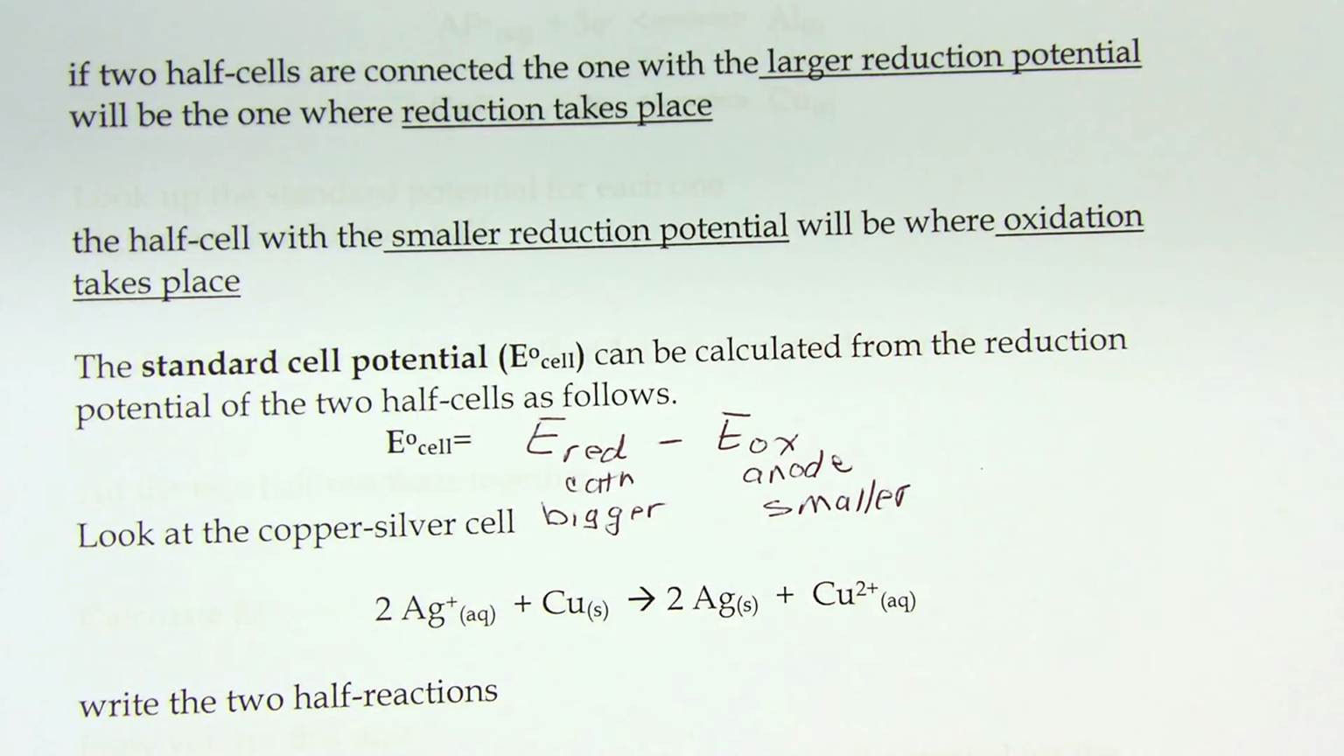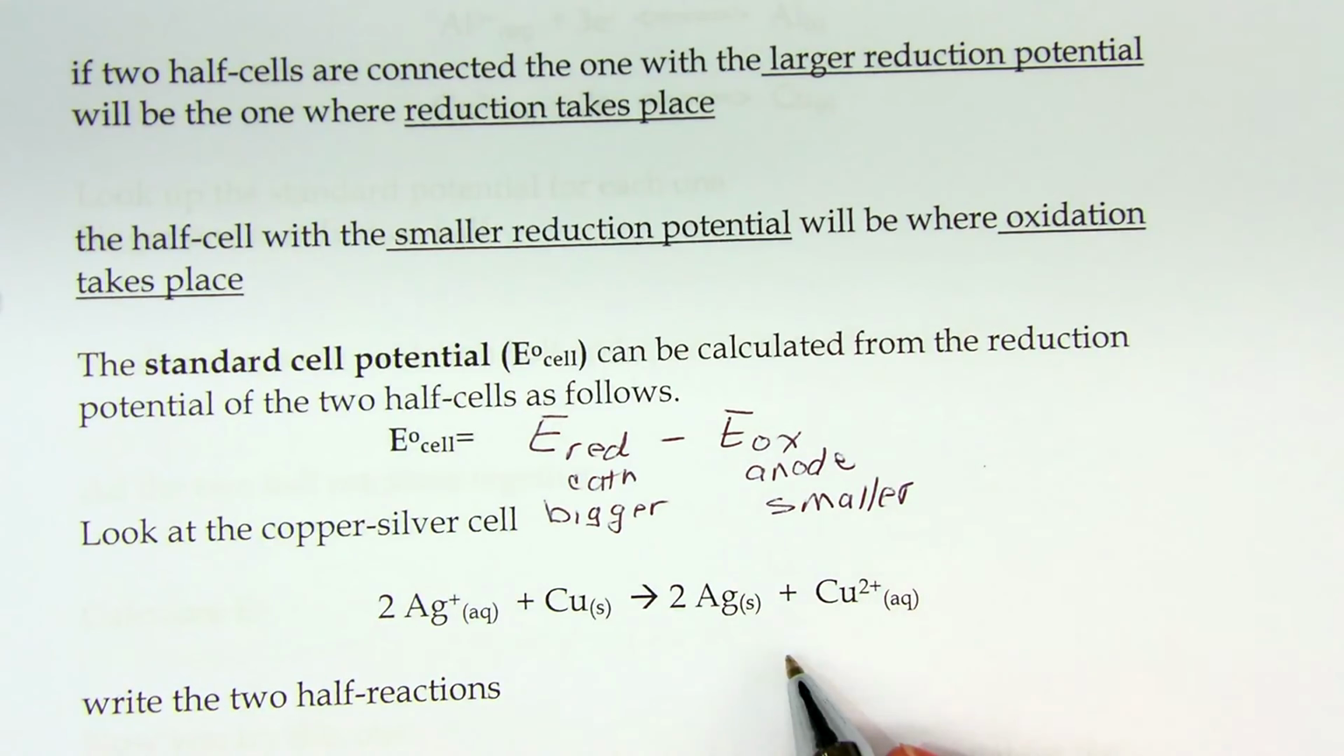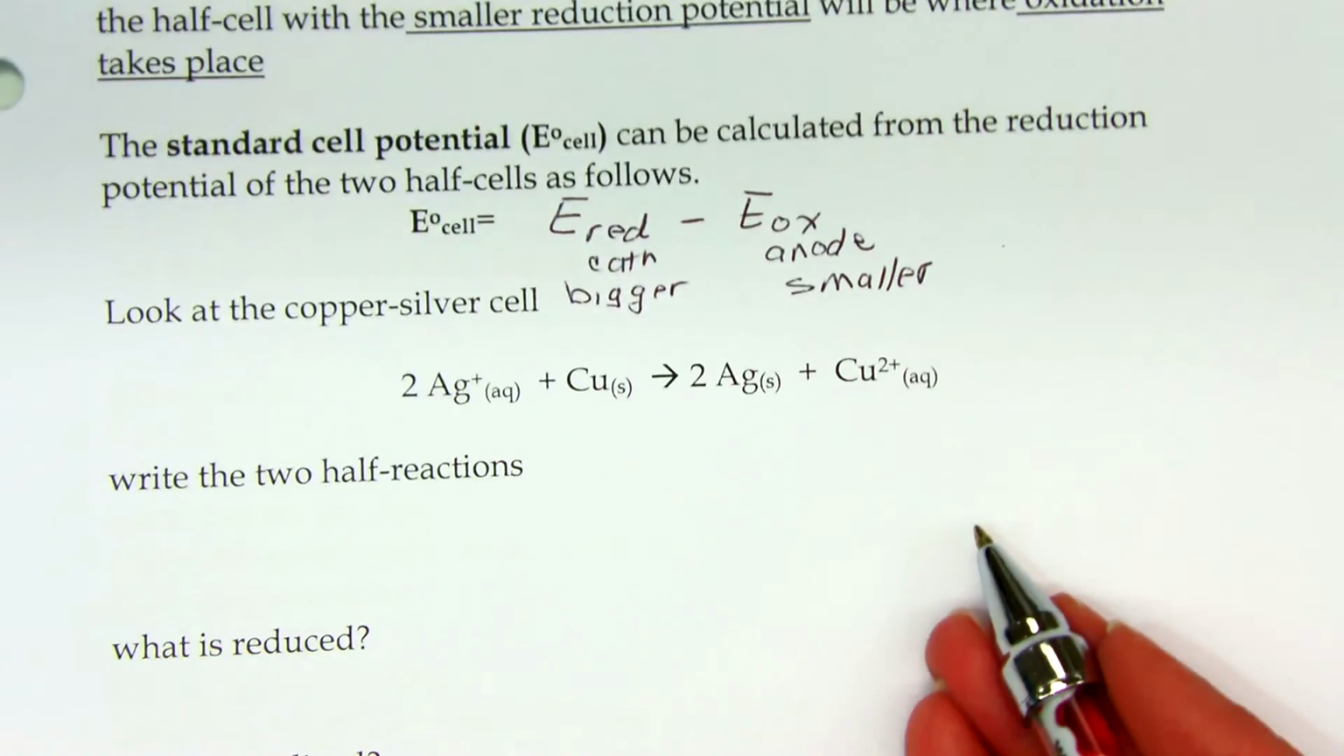Now remember, when we talk big and small, we're talking about the more positive number. So you could have a positive number for one and a negative number for the other. And in that case, the negative would be the smaller number, even if the magnitude of the negative number is bigger than the magnitude of the positive number. It's the more positive number. So let's look at an example, and I think it'll make more sense.